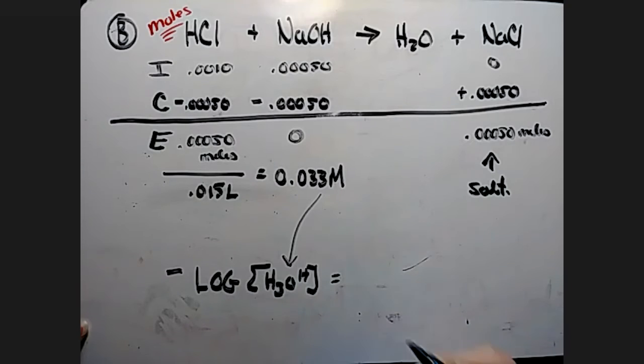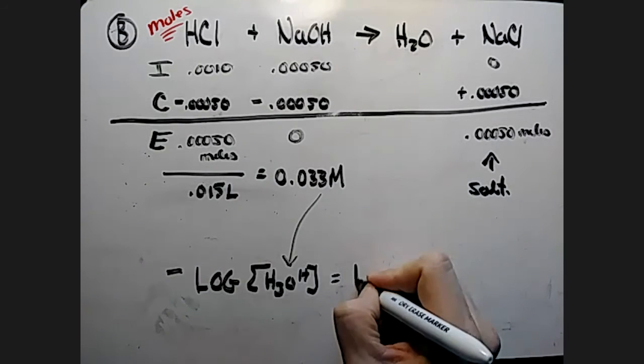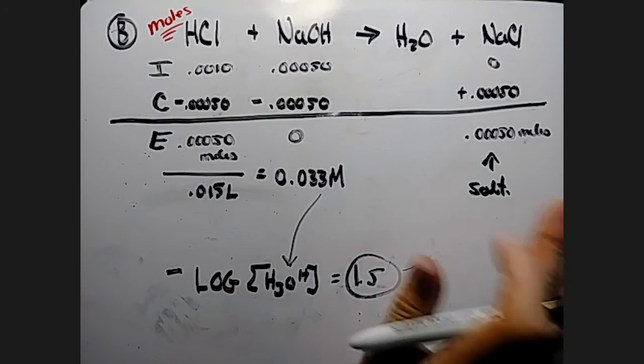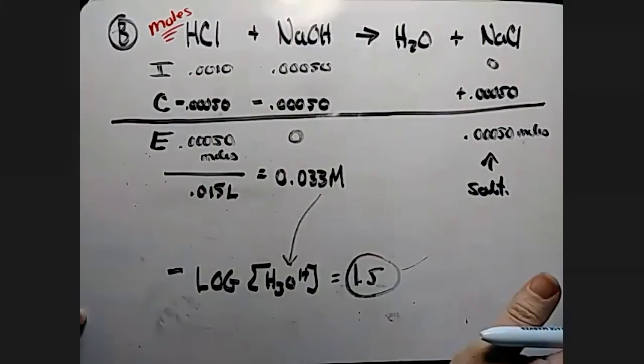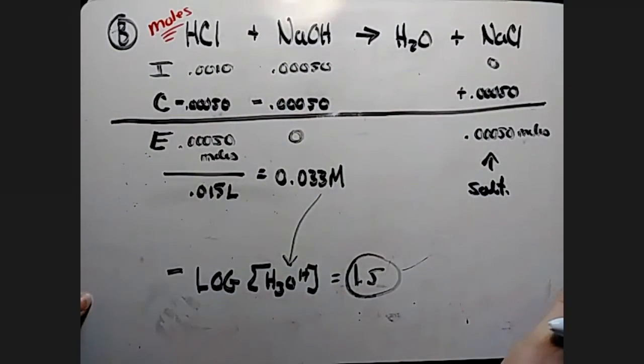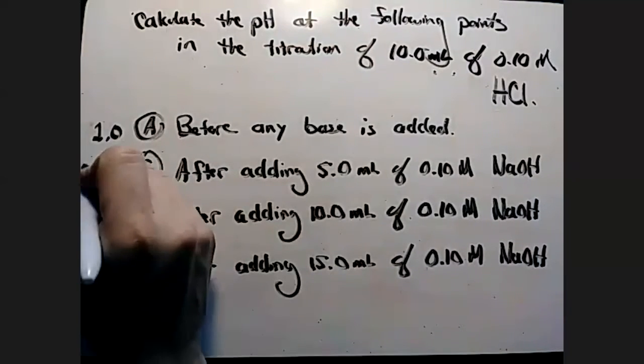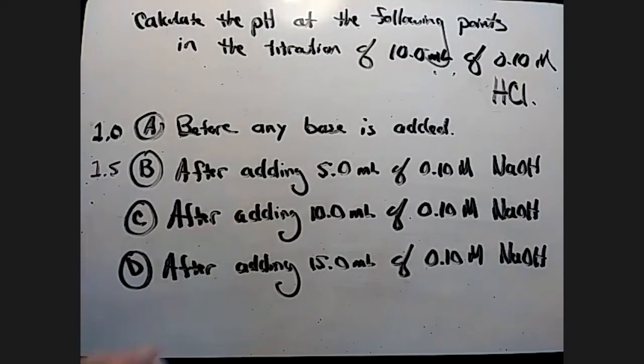Plug and chug. Let's plug and chug out a pH here. The negative log of that lovely concentration is a pH of about 1.5. So after the addition of almost half of the number of moles of that sodium hydroxide, I've only changed the pH by 0.5 points, which is kind of crazy. The pH stays very low for a very long time during a strong acid, strong base titration.